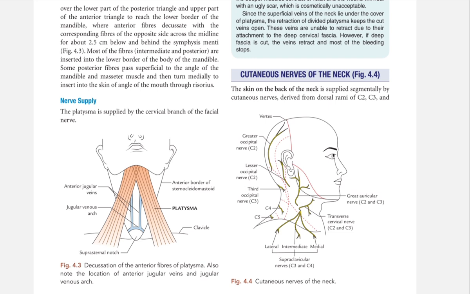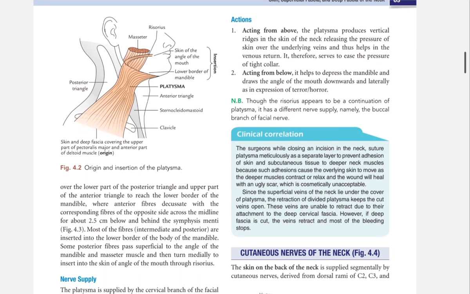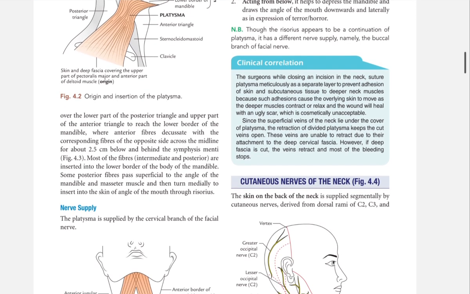Nerve supply. Platysma is supplied by the cervical branch of facial nerve. Acting from above, platysma produces vertical ridges in the skin of the neck, relieving the pressure of the skin over the underlying veins and thus helps in venous return. It therefore serves to ease the pressure of a tight collar. Acting from below, it helps to depress the mandible and draw the angle of the mouth downward and lateral, as an expression of terror and horror.